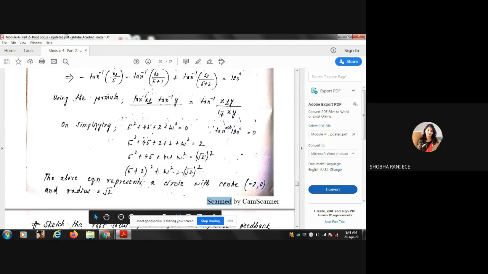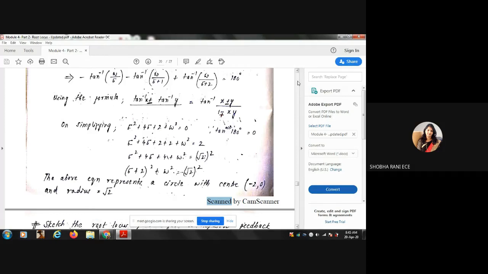So this represents the equation of a circle, which is of the form x minus a whole square plus y minus b whole square is equal to r square, where a and b are nothing but the coordinates. So you can see here, this equation represents the equation of a circle with center -2 and 0, and the radius is equal to root 2. So you have to get this equation to the equation of the circle form.